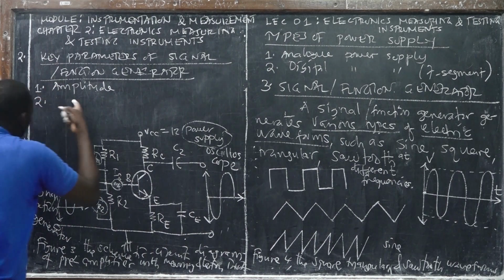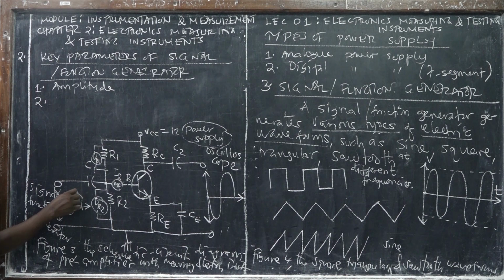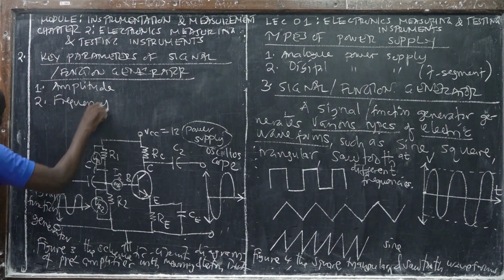If you are given a signal function generator, you have to set the amplitude of the signal. For instance, you might be asked to set 20 millivolts, so you have to set the 20 millivolts. Okay, class? Another important parameter is frequency.